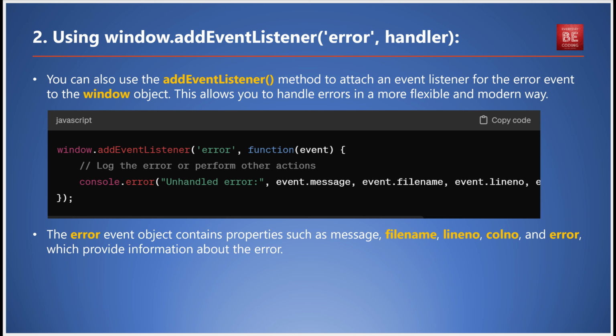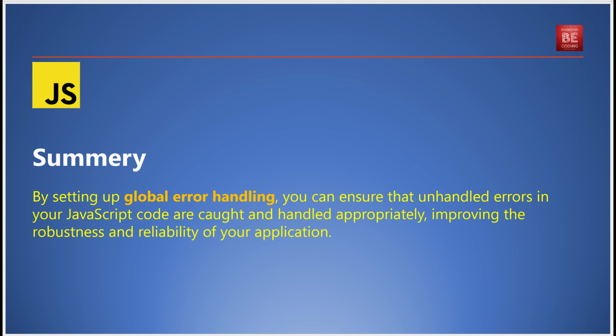So there you have it, setting up global error handling in JavaScript. By implementing this, you can catch and handle any unhandled errors in your JavaScript code. This not only improves the robustness of your application, but makes it more reliable. So go on, give your application that extra layer of protection it deserves.